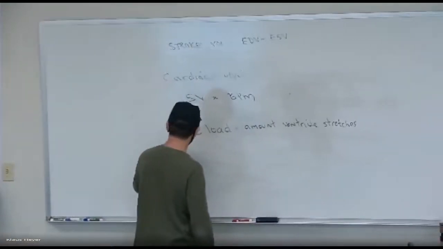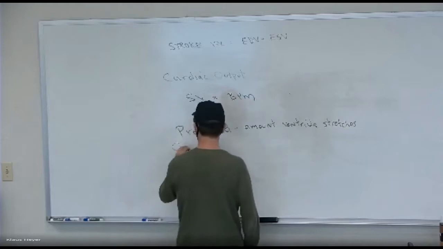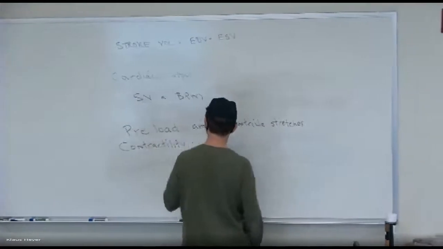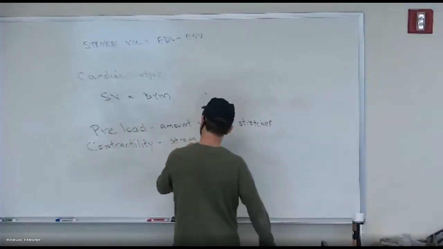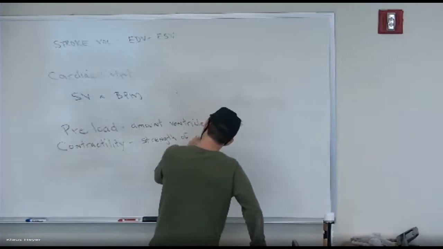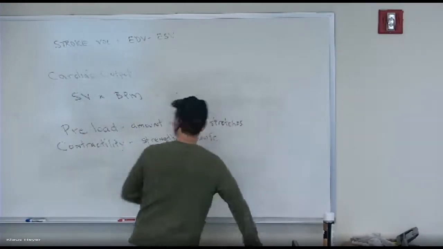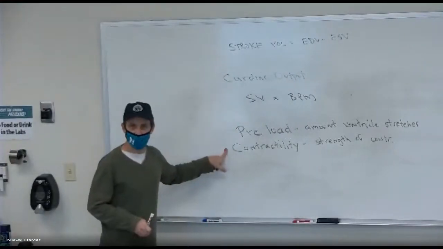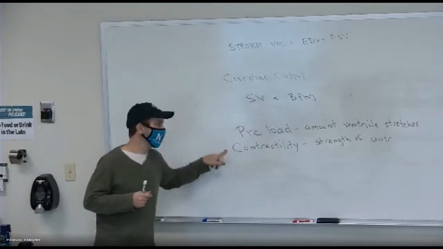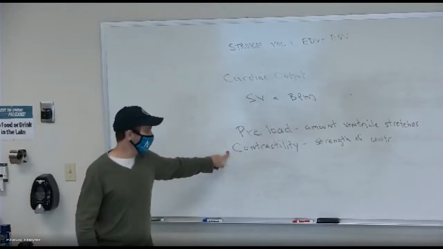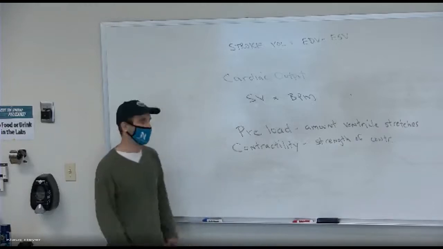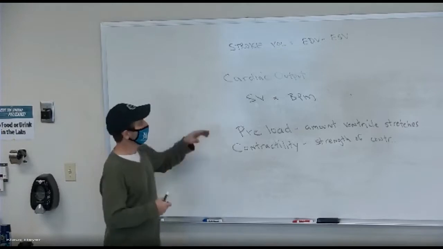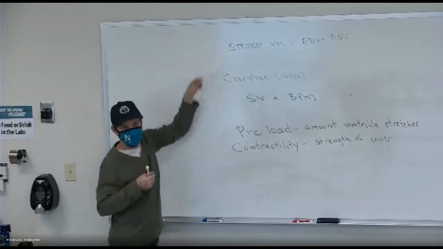The other one is the strength of the contraction, which we call contractility. The strength of the contraction. That's what norepinephrine does. Norepinephrine increases contractility. We've talked about epinephrine, we never talked about norepinephrine. It increases the strength of the contraction. The stronger it contracts, the higher stroke volume you're going to get.